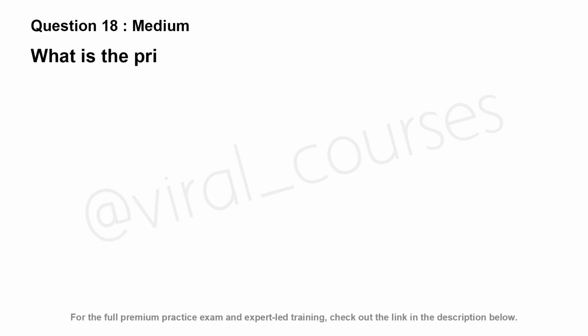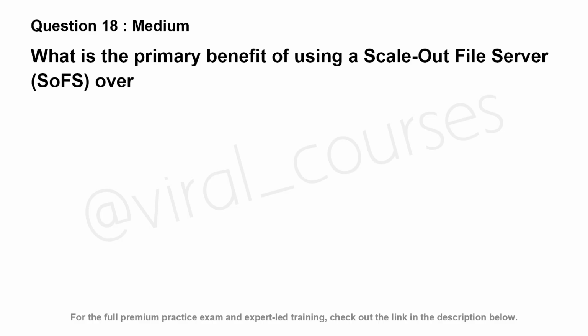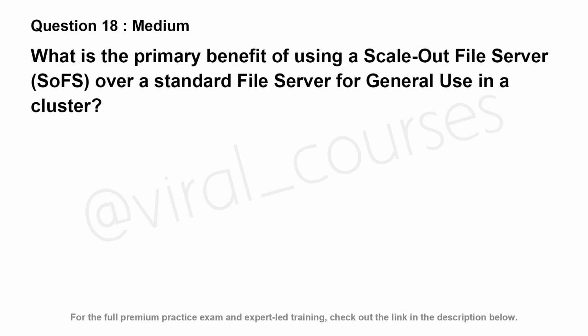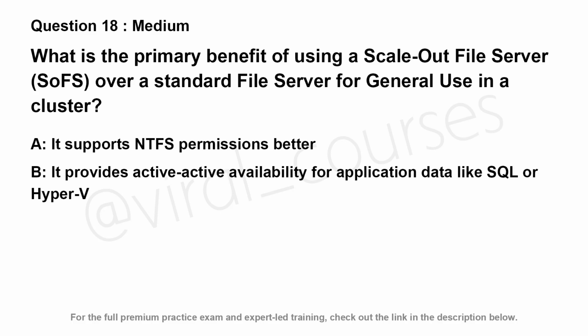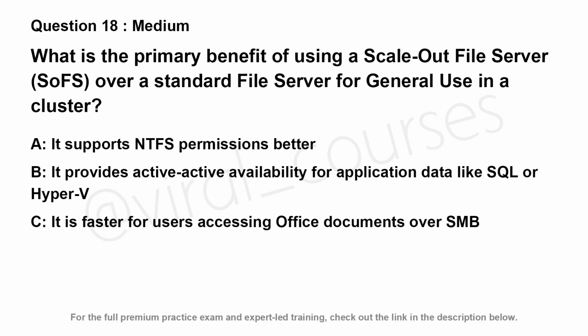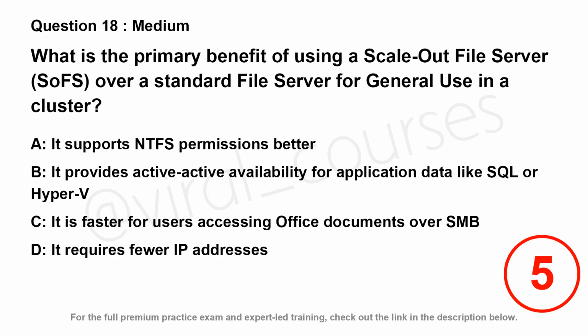What is the primary benefit of using a scale-out file server (SOFS) over a standard file server for general use in a cluster? Option A. It supports NTFS permissions better. Option B. It provides active-active availability for application data like SQL or Hyper-V. Option C. It is faster for users accessing Office documents over SMB. Option D. It requires fewer IP addresses.